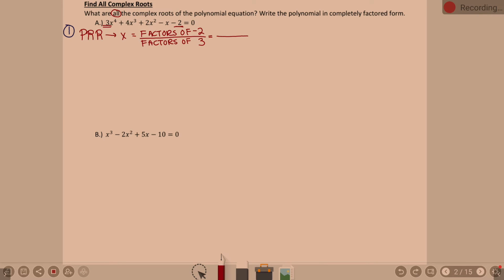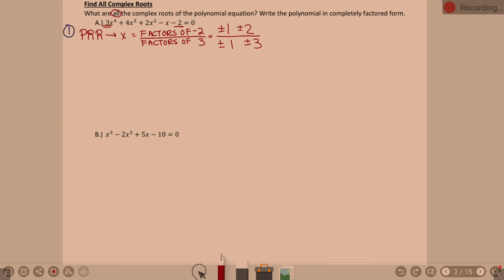Good news, there's not as many choices here, right? What are factors of -2? Yeah. 1 and 2. So plus or minus 1, plus or minus 2. What are factors of 3? 1 times 3, so plus or minus 1, plus or minus 3. We'll enjoy not having nearly so many, right?